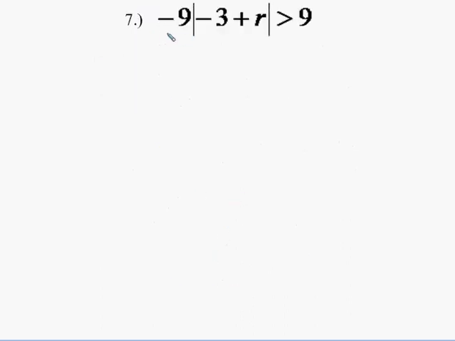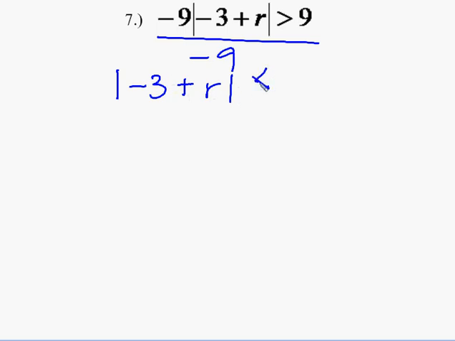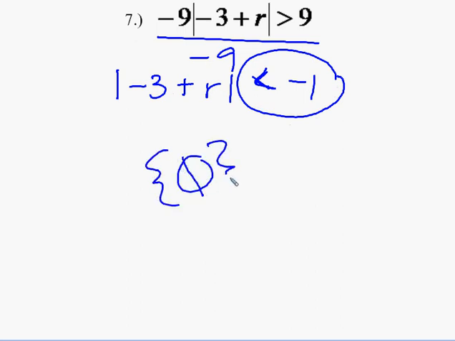Last example, isolate. Flip that inequality. Now we have the isolated absolute value. We have this negative, so we have this red flag right here. So since it's less than a negative, you have no solution as your final answer. And that is it for this section.